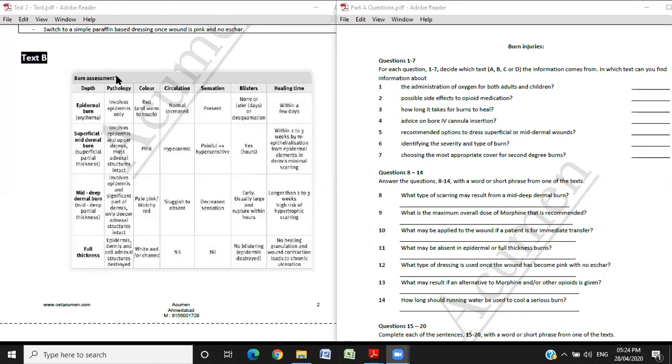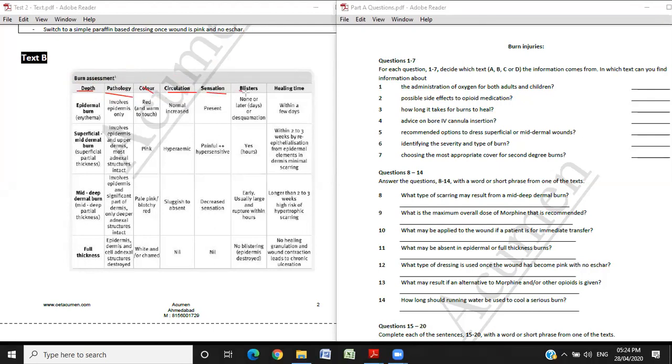So let us read it here. It says burn assessment. That means this is the kind of text which I would read when I have to determine what kind of burn it is. So how do I determine the depth, pathology, color, circulation, sensation, blisters, and healing time? Right? So see, reading the heading itself tells me what information is given here.